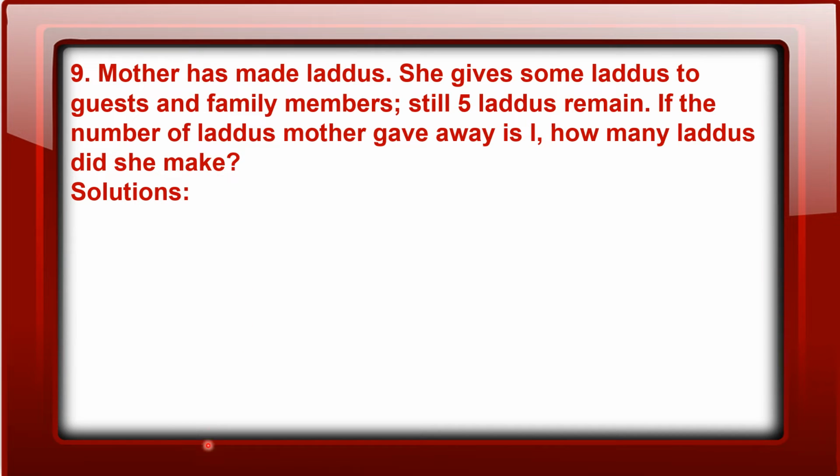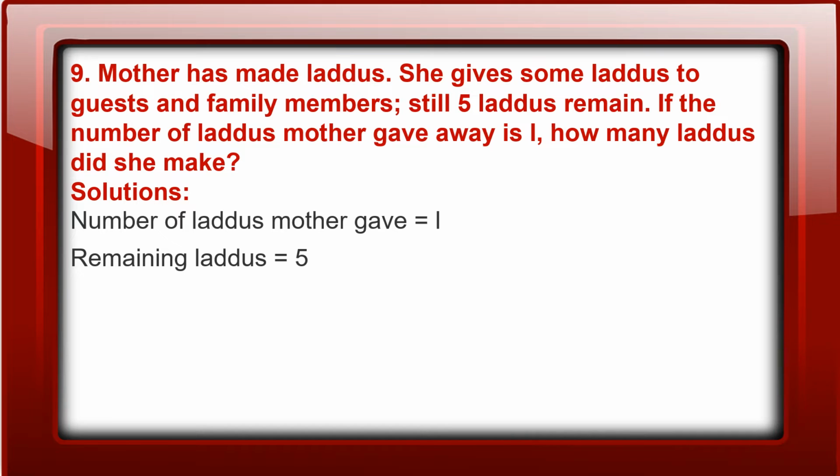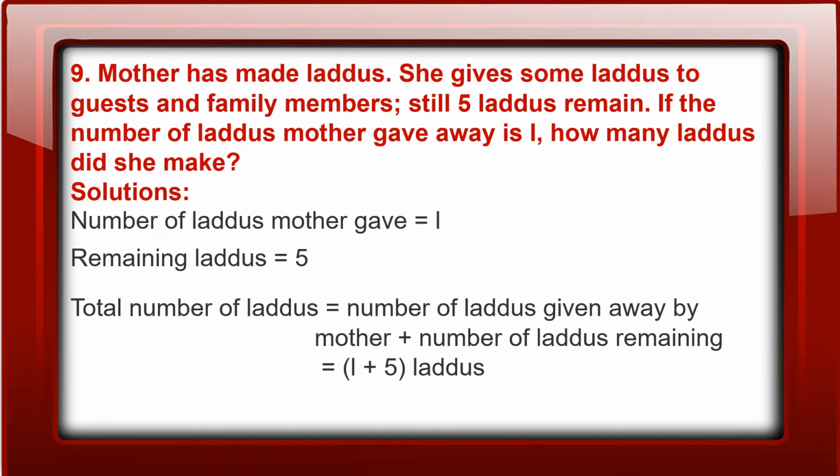So how will you find this? First, the number of laddus mother gave is L. So how many laddus did she make? The total number of laddus that she has given to her guests and family members is L, isn't it? So for the total number of laddus, what operation will you use here? Addition. Very good. Add. See, 5 remaining, isn't it? The total number of laddus that she made is, we should add the number of laddus that she gave to her family members and the number of laddus remaining. So L plus 5.